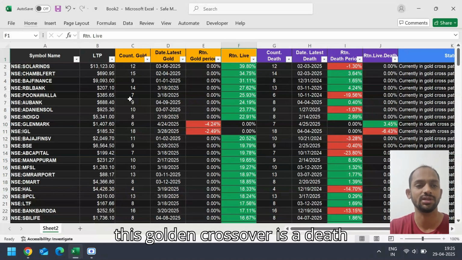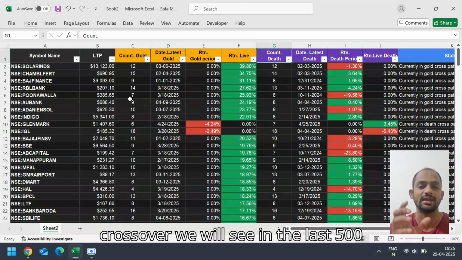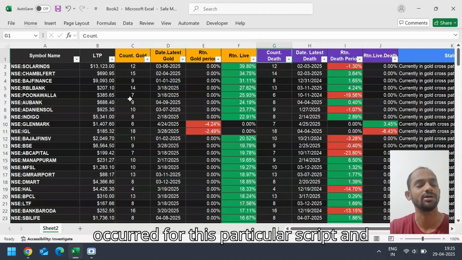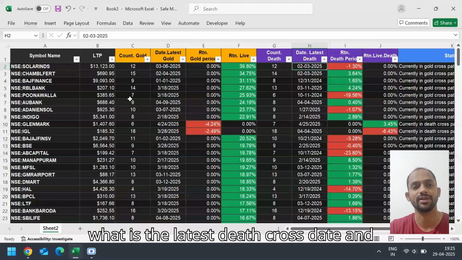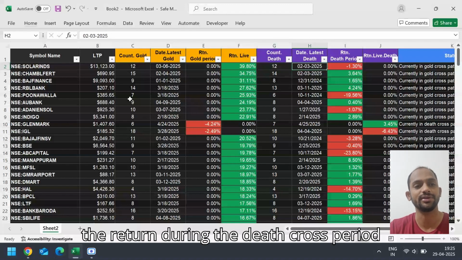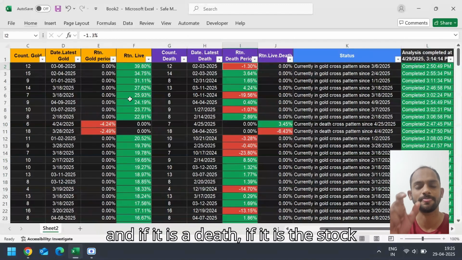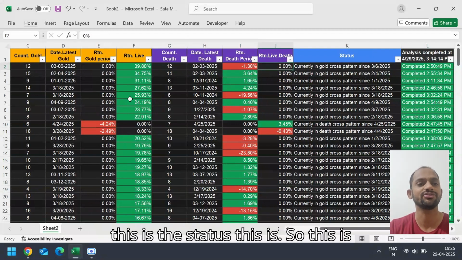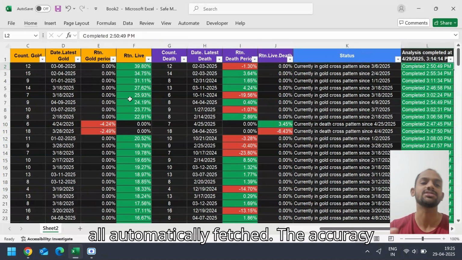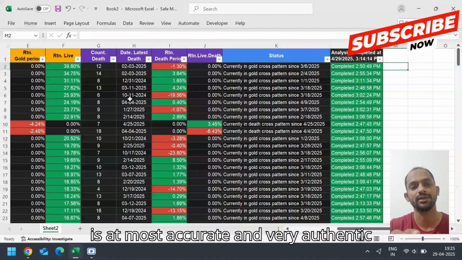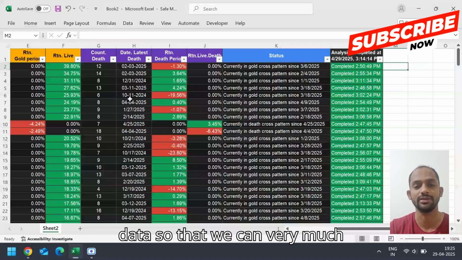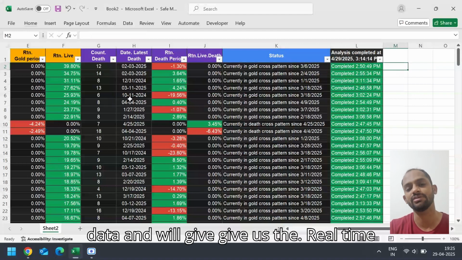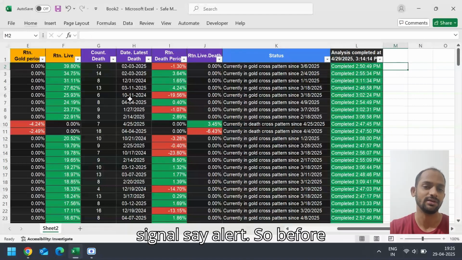Similarly, opposite to the golden crossover is the death crossover. We'll see how many death crosses occurred in the last 500 days for this particular script, what is the latest death cross date, the return during the death cross period, whether the stock is in the death crossover, what is the live return of that death crossover, and this is the status. This is all automatically fetched. The data is accurate and very authentic, so we can rely on it, and it will fetch real-time data and give us a real-time signal alert.